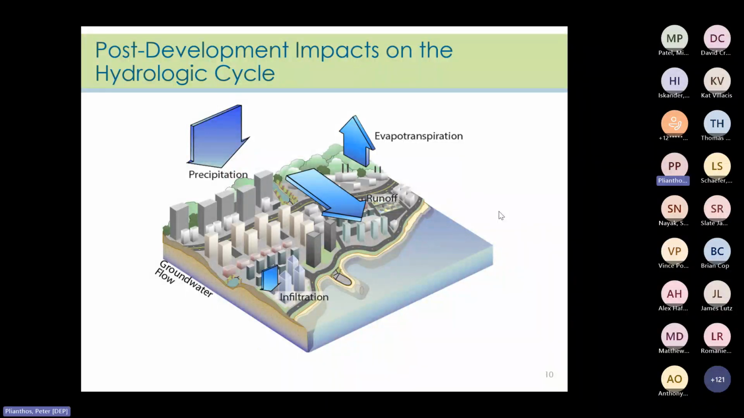An equivalent volume of precipitation as to that received by the undeveloped site falls onto the same site post-development. Since the site has considerably more impervious ground coverage as compared to before, there is much less infiltration, and therefore depletion of groundwater base flow, as well as slightly less water returning to the atmosphere via evapotranspiration.